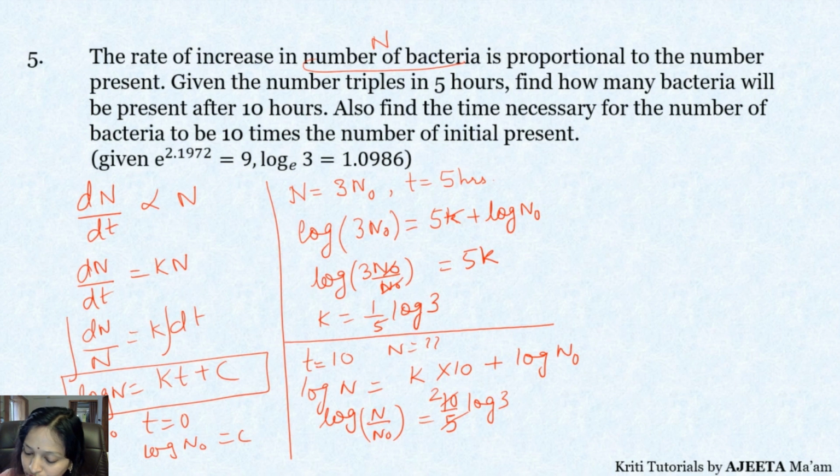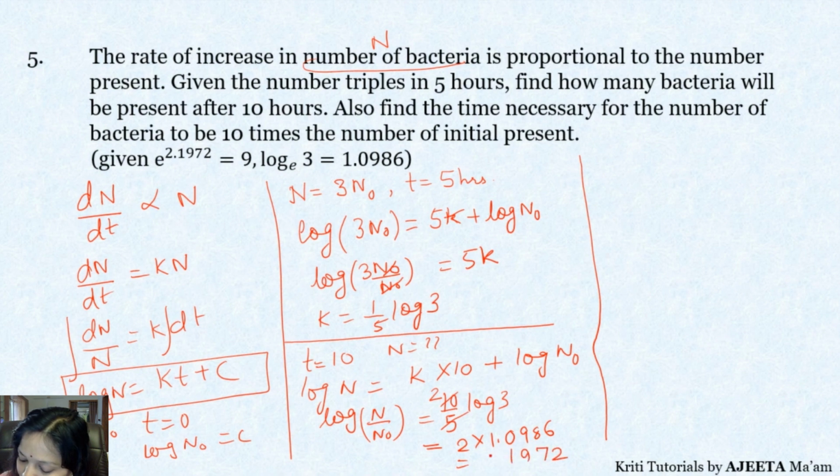Now let's solve the value. See here, we will put the value of log 3 now. So 2 into 1.0986. What will you get? 2 sixes are 12, and here we get 7, here we get 9, 2.1972. And this is the value of log n by n0. Now just see, here you have been given the value of the exponential. Exponents' value is given to you now. So now convert log into exponents.